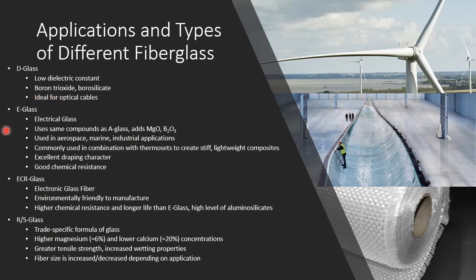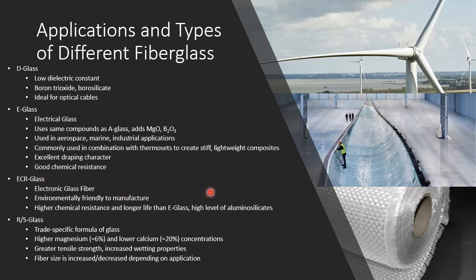The most common by far fiberglass we see in construction of all sorts of objects is E-glass. E-glass got its name from being known as electrical glass. It was used in electrical components early on. It has the same compound as the alkaline glass. It even has boron and aluminum, but it also adds certain concentrations of magnesium to increase its strength. It can be used in the aerospace industry, the marine industry, and many other applications.